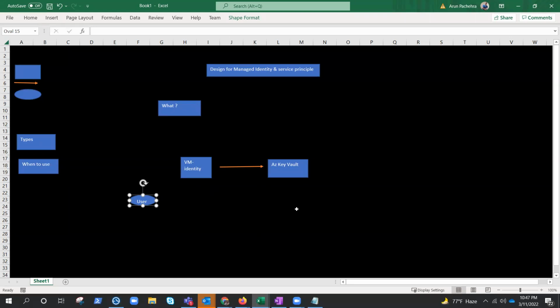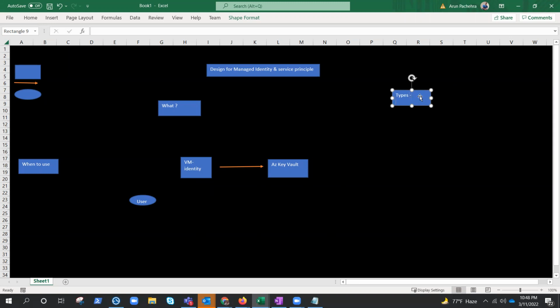So I hope this example cleared this out. So let's try to understand types of managed identities, okay? Well, there are two types of managed identities, which are system assigned and user assigned. Let me write this down.